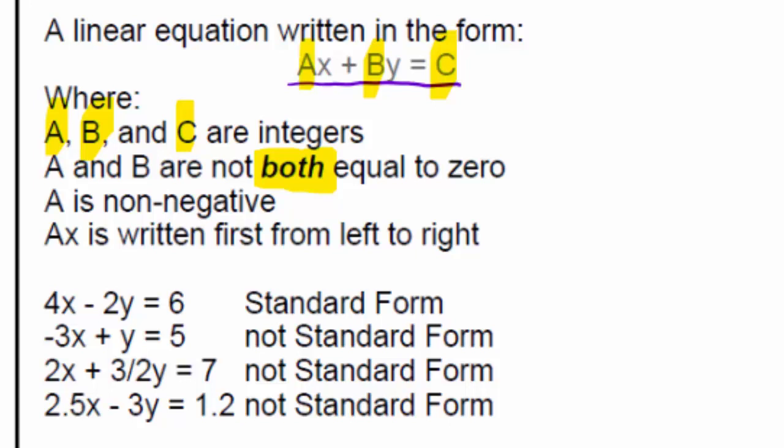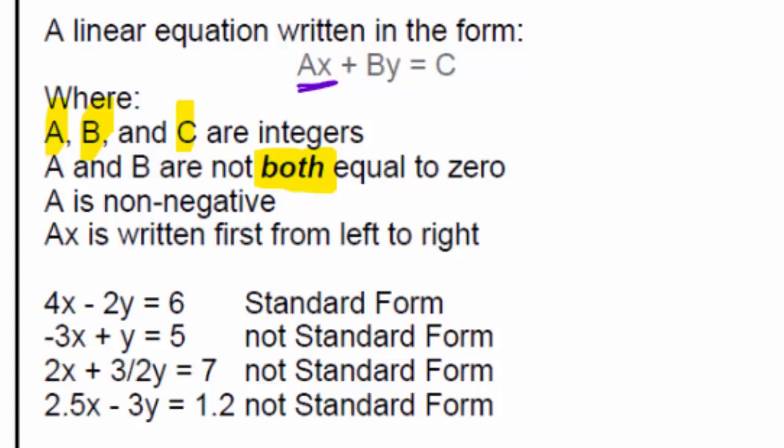And A is non-negative, and some people get confused on this. When we say A, which is this one up front, is non-negative, the B and the C can be negative. It's just that A cannot be negative. And it should be written such that AX is always written first because standard form is descending order of degree, and then after that it's in alphabetical order. So we should have it written with the AX first.